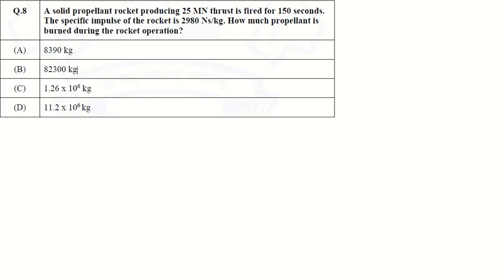Next question: a solid propellant rocket producing 25 meganewton thrust operates for 150 seconds. The specific impulse of the rocket is given. How much propellant is burned during the rocket operation? So I have to find the mass. Thrust is given as 25 meganewton, and time is given as 150 seconds.